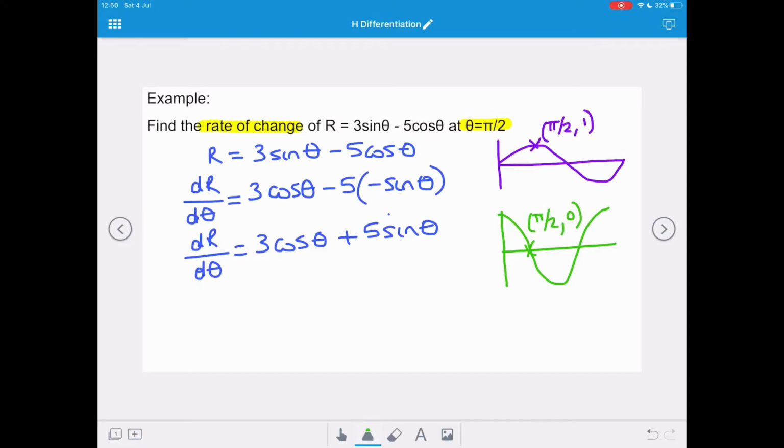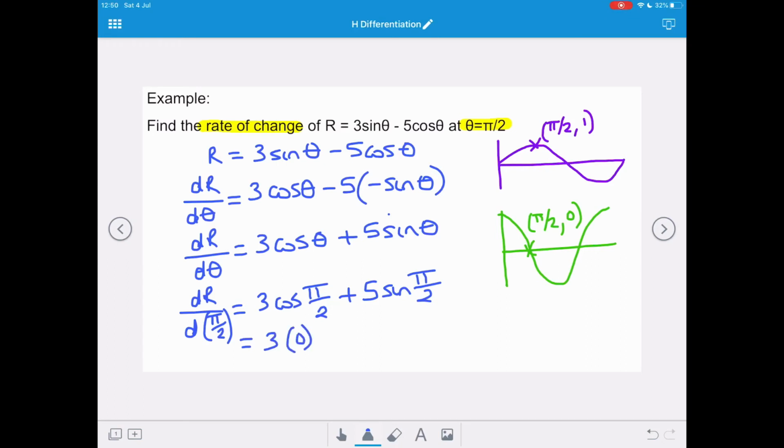And we're going to substitute theta equals pi over 2 into our rate of change. So dr by d theta at pi over 2 equals 3 cos pi over 2 plus 5 sine pi over 2. And so 3 multiplied by 0 plus 5 multiplied by 1 is going to give us a rate of change for this function of 5.